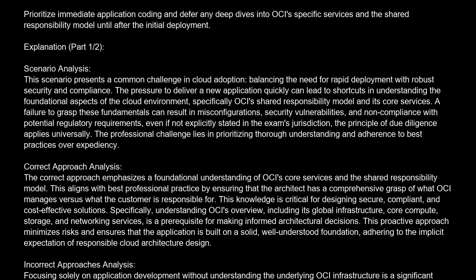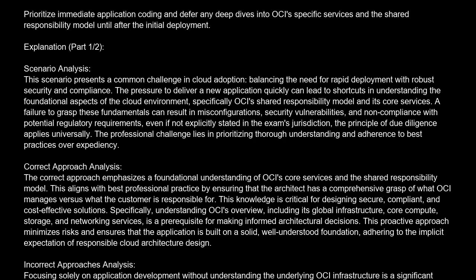The correct answer is D. Prioritize immediate application coding and defer any deep dives into OCI's specific services and the shared responsibility model until after the initial deployment. Explanation. Scenario analysis.